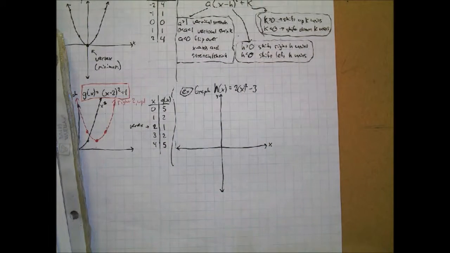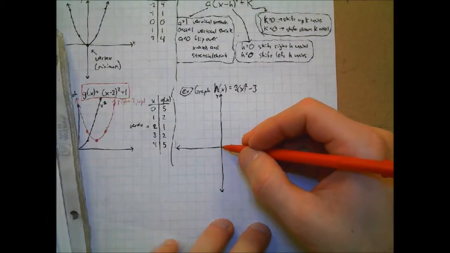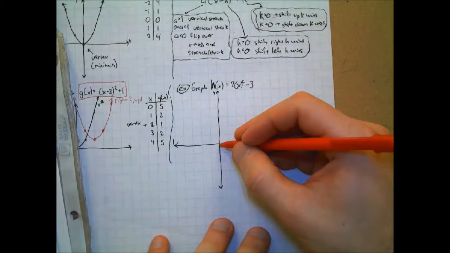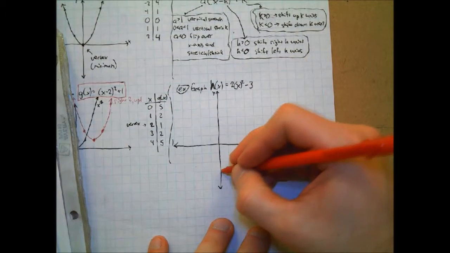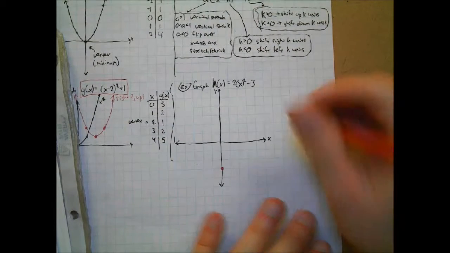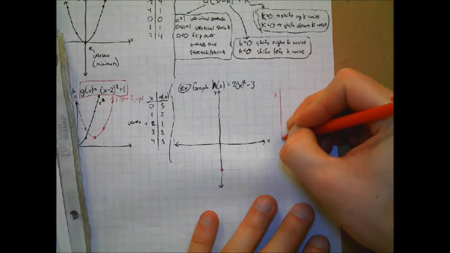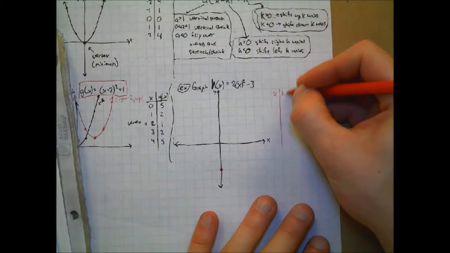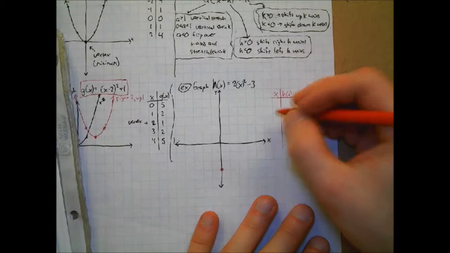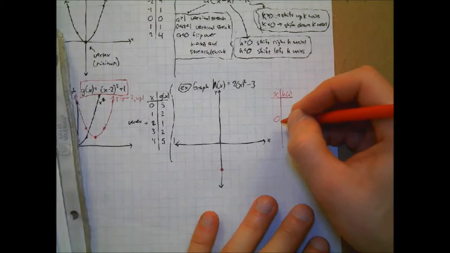Okay? Yep. So let's take our normal vertex at 0, 0, because again, plain old x squared, right there in black, its vertex is at 0, 0. We're going to shift that down 3, so down 1, 2, 3. There's our new vertex right there. So if I was going to make a table here, I would say x, and then h of x for this particular function. I'm going to put my vertex in the middle of my table. So it is x-coordinate 0, y-coordinate negative 3.